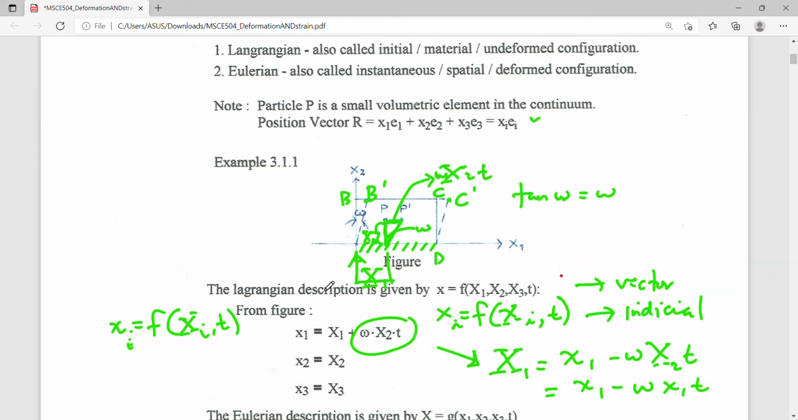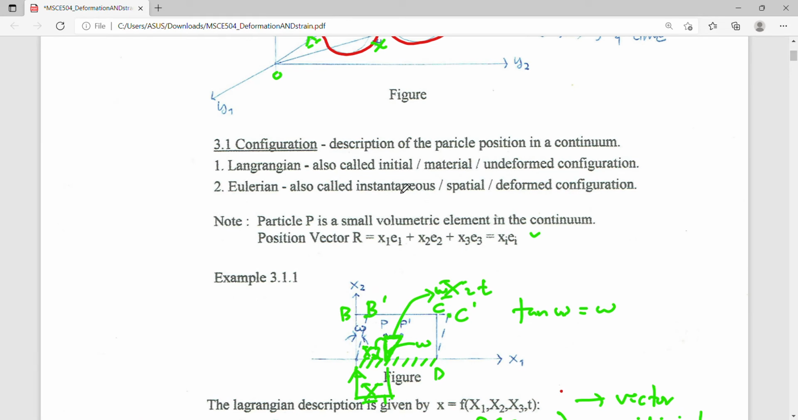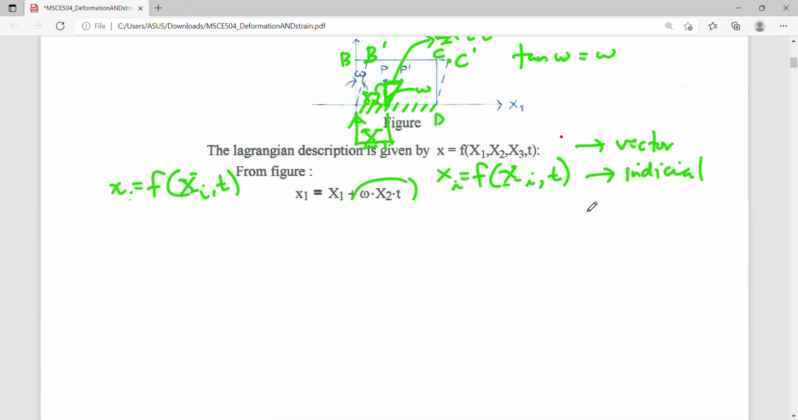Again, the Lagrangian description may be termed initial, material, undeformed, or original, and the Eulerian description may be termed instantaneous, spatial, deformed, or final configuration.